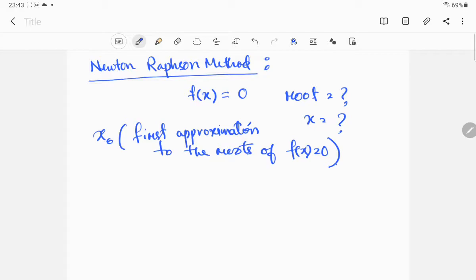When we consider an arbitrary value x naught, it doesn't mean that it is exactly equal to the root. It is not. There may be lots of error. This is just an approximation. Through the whole process of the method, we will finally see how close it can be, and what errors you may face.